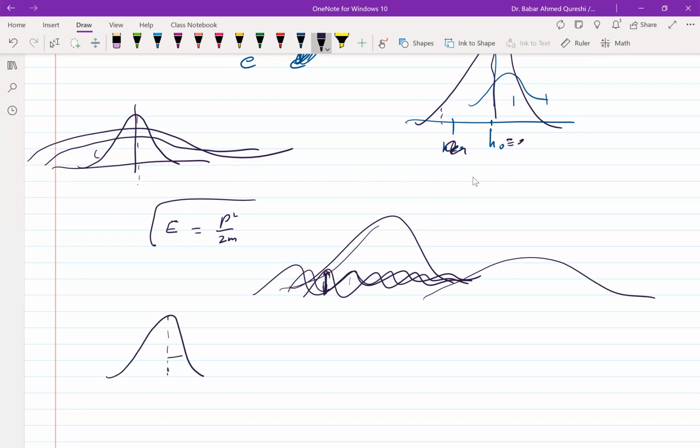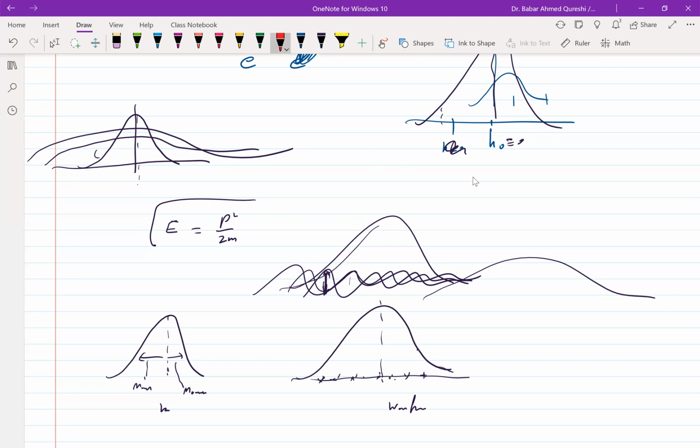So you have a range of momenta possible. This is the K space. And in X space, you have this wave function. So I can find this particle here, here, here, here, here, here. All these things are possible.